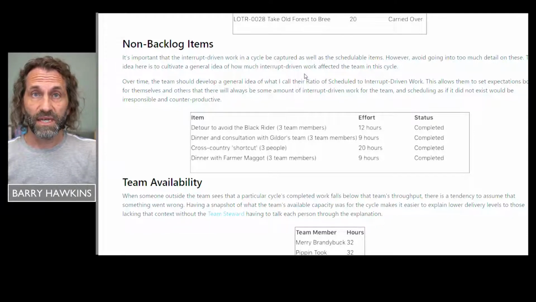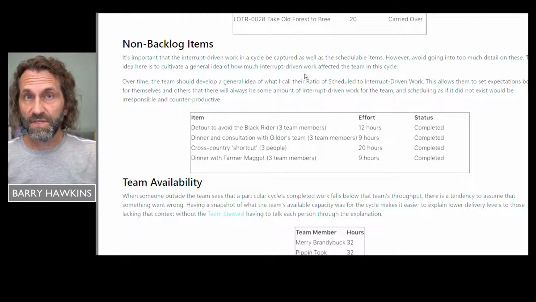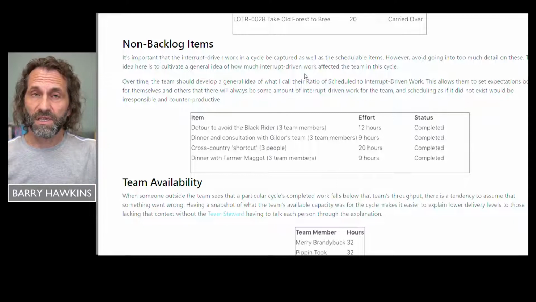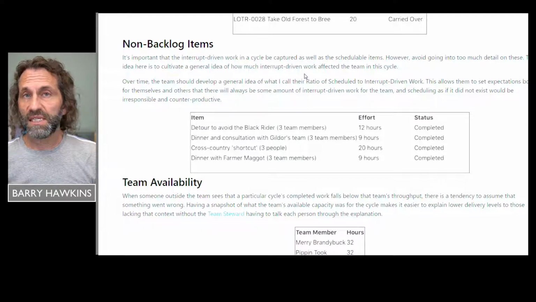And so sometimes, even if you have stable metrics, stable velocity, projected to completed ratio, you may hear folks think, well, they should be able to do more. It's just like, when I look at the body of work, it seems like they should be delivering more. And that's because people don't understand, because it's not being exposed, that there's a ratio of schedulable to interrupt driven work that's normal for most any team.